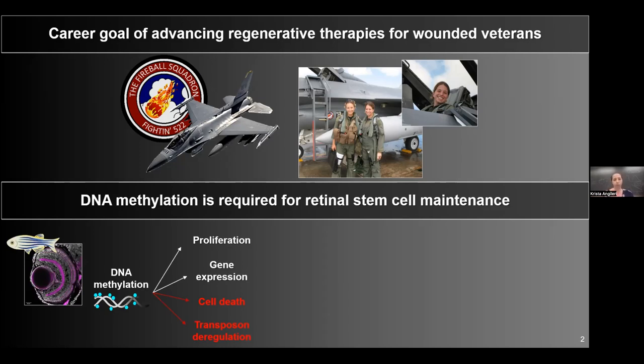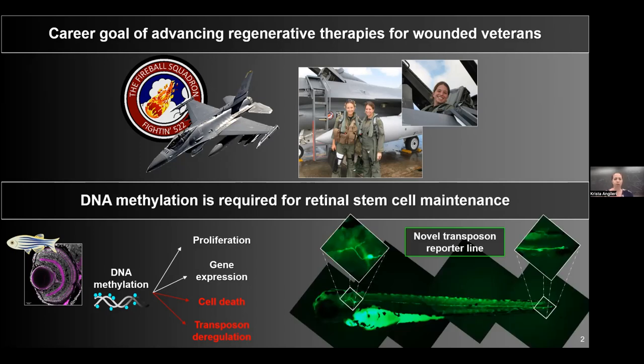And just a really brief overview, DNA methylation is an epigenetic mark, and it regulates a whole plethora of processes along your chromatin. What I found from this work was that it was required for maintaining the methylation pattern in retinal stem cells in order to maintain the proper proliferative fate, as well as the gene expression patterns that defined the retinal stem cells of the eye. And loss or hypomethylation resulted in death of these cells and transposon deregulation.